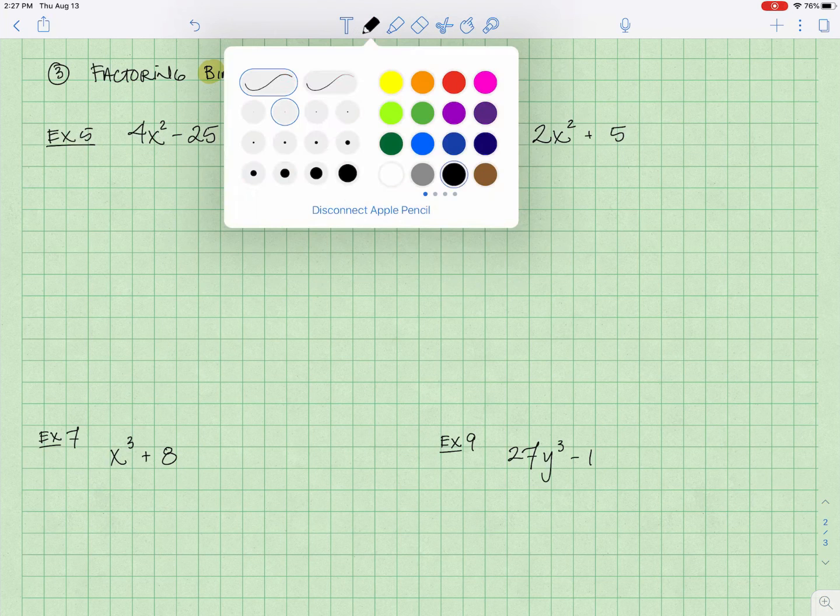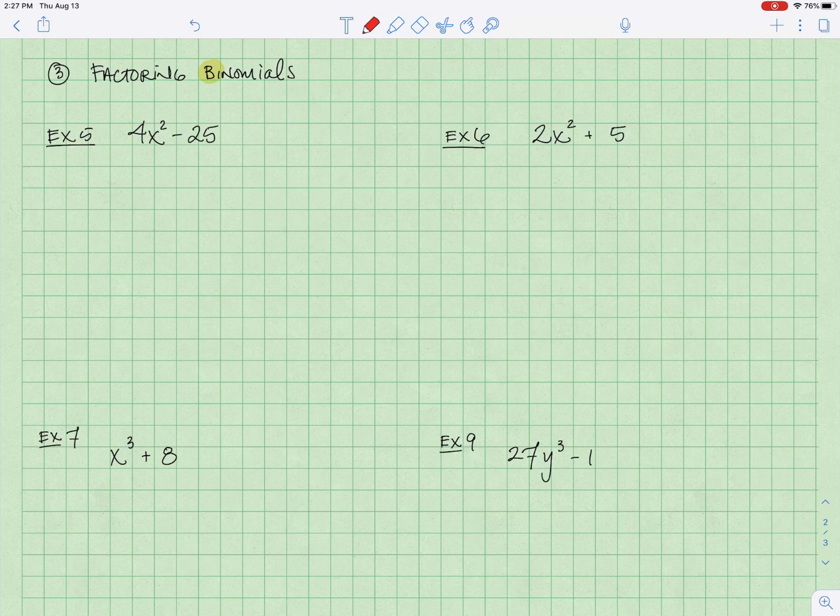This first one is pretty easy to factor, but you have to recognize this. This is what's called a difference, because it's subtraction, of squares. A squared minus b squared. That is to say, 4x squared minus 25. 4 is a perfect square, 2 times 2. X squared is a perfect square, x times x. And 25 is a perfect square, 5 times 5.